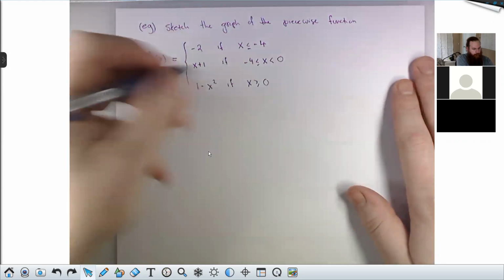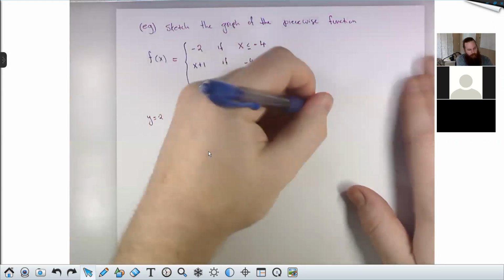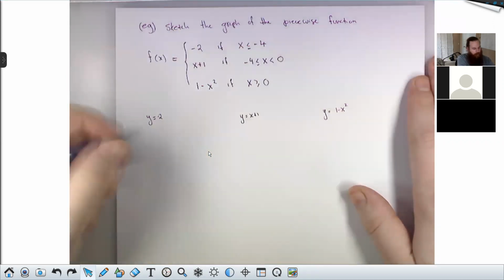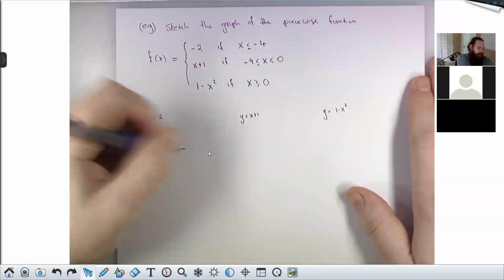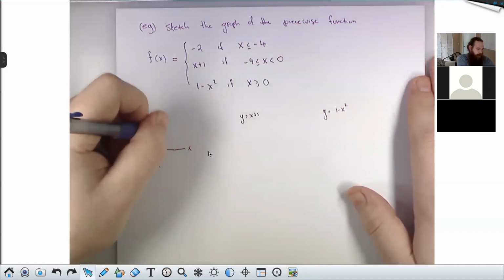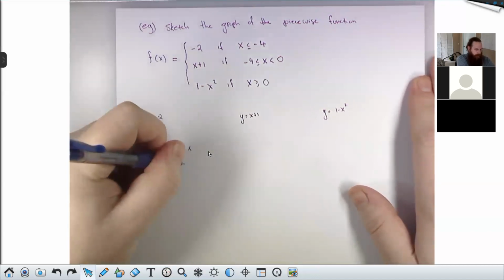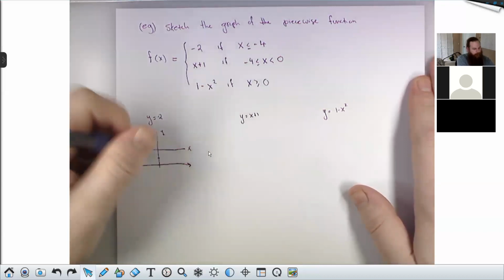Y equals -2, I'll put here. Y equals x plus 1, I'll put here. And y equals 1 minus x squared, I'll put over here. So y equals -2. That's a constant function. It's a horizontal line, right? Right down here.